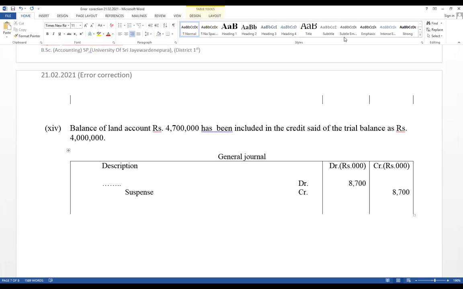In accounting, we are going to provide information. Therefore, we have to maintain quality. We have to provide true and fair information.